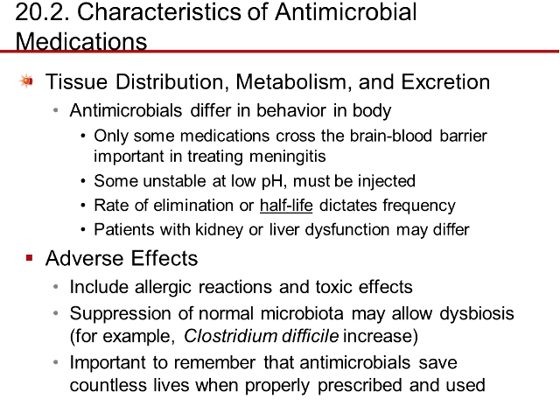So tissue deposition, metabolism, and excretion. Antimicrobials differ in their behavior in the body. Some medications cross the blood-brain barrier, and they're important in treating infections of the brain and the meninges, like meningitis or encephalitis. Some are unstable at low pH, and they have to be injected, which means you can't take them PO, or per os, for the mouth. They can't be taken orally. They have to be injected so they don't have to go through the acid in the stomach.